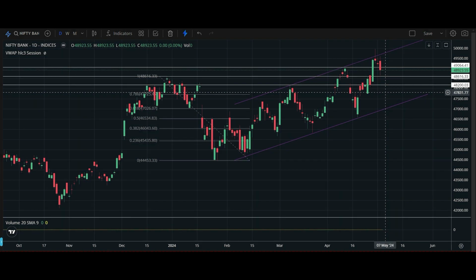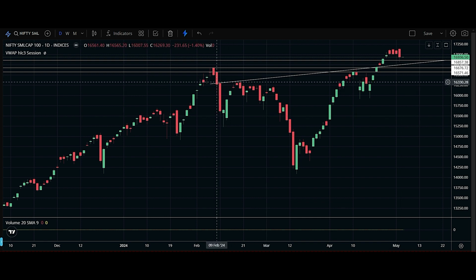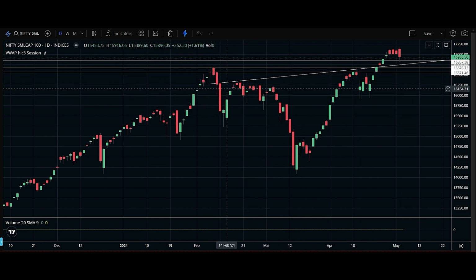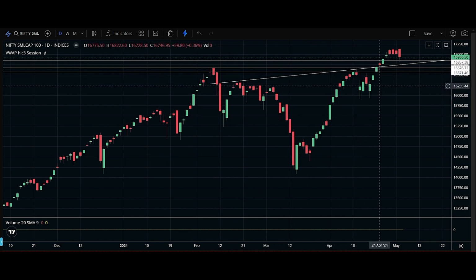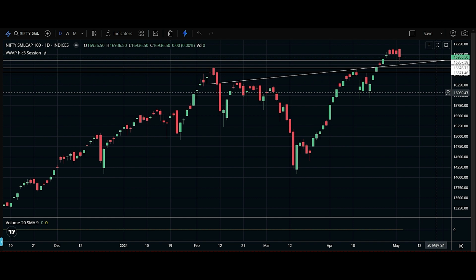Let's move on to Nifty small cap now. So we are here at the Nifty small cap 100 index, and on the daily chart, as you can see, after forming a reversal pattern for the upside, that will be the inverted head and shoulders and the entire cup and handle, after doing a breakout, we are getting a retest of the immediate support level of 16,850.